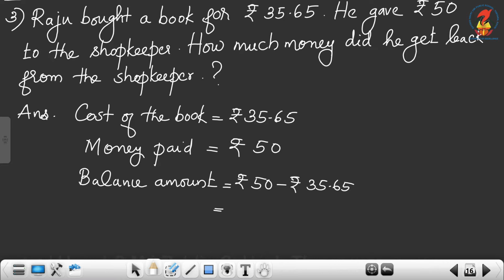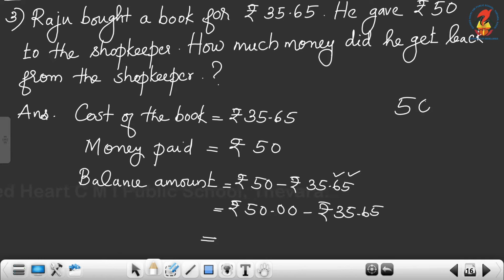Now what we have to look into? 50 is given as a whole number, so we have to write it as a decimal number. The second number is given as a decimal number. Count the number of decimal places. 2 decimal places. So how we can write 50? We write 50 point, put the decimal point and after that we put 2 zeros because we need 2 decimal places. So 50 we can write as 50.00 minus rupees 35.65 equal to 50.00 minus 35.65.